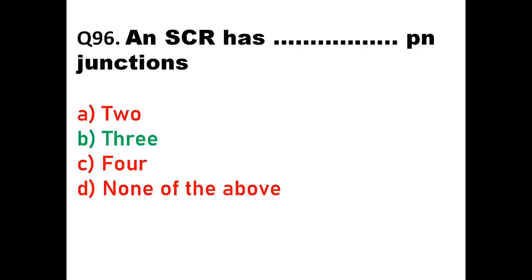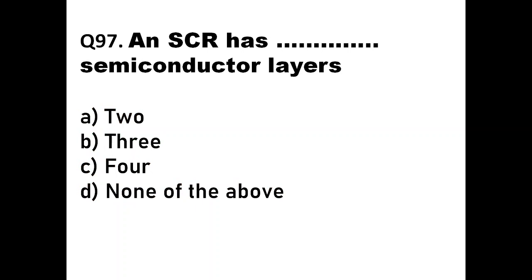Then we'll go to the next question, question number 97. An SCR has dash semiconductor layers. Again, on the same lines as I've told you, every thyristor, whether it is SCR, diac or triac, will have four semiconductor layers. So the answer will be 4. The answer is C, 4, and an SCR has 4 semiconductor layers. If you have 4 semiconductor layers, you have 3 PN junctions.